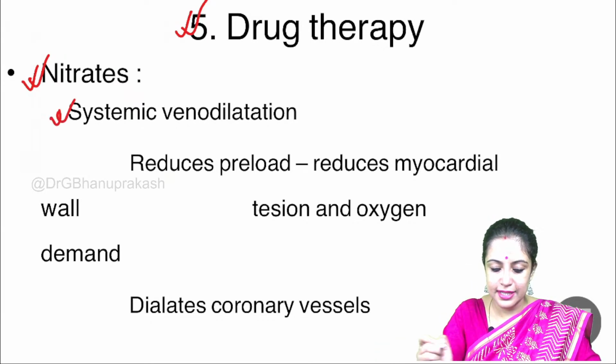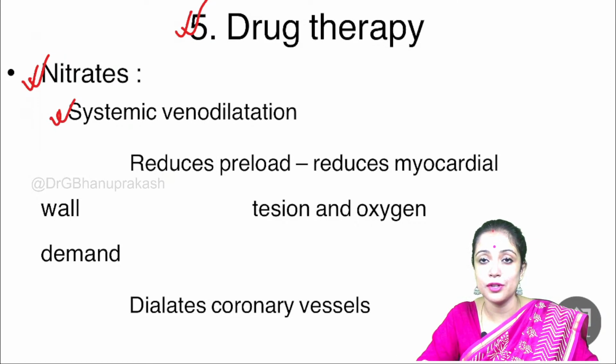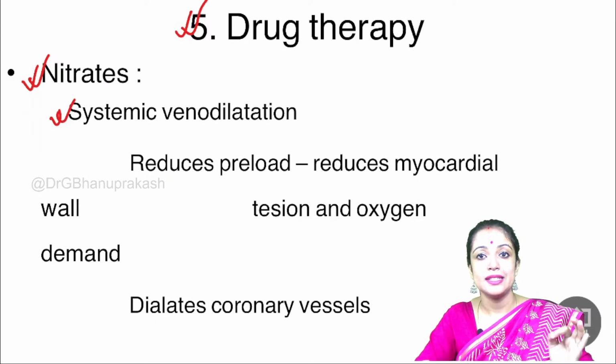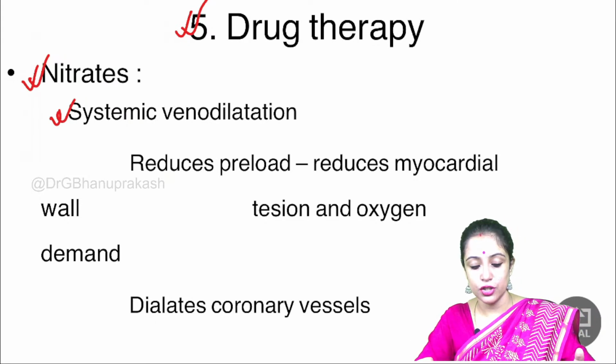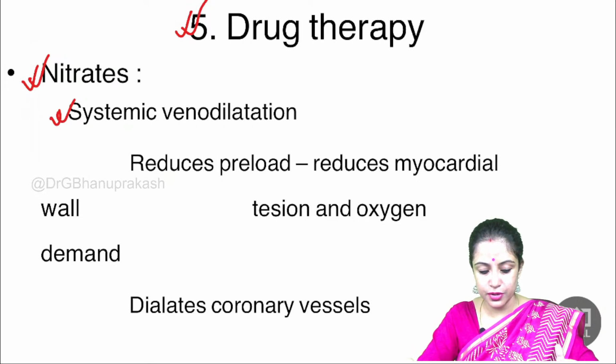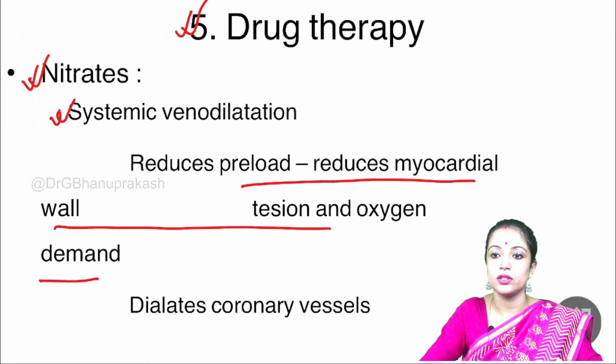It causes systemic venodilatation. Veno means it dilates the veins. Since it causes systemic venodilatation, it reduces the preload for the heart. And since it reduces the preload, it reduces the myocardial wall tension and oxygen demand.